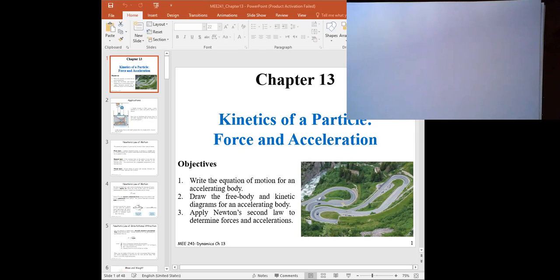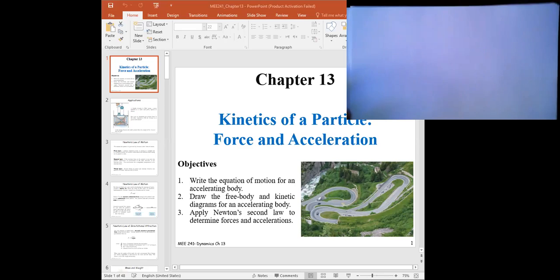mg. Why mg? We use Newton's second law. We sum the forces equals the mass times the acceleration. Yeah, exactly. But the acceleration would be what? Zero, because the velocity is constant. Yeah, exactly.